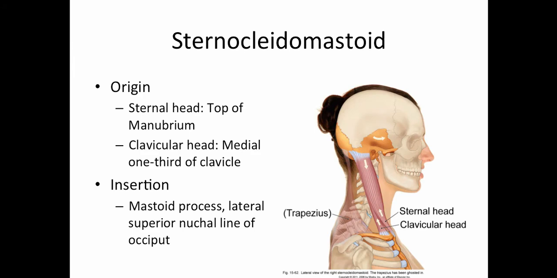We'll start with the sternocleidomastoid. It originates in two locations, the sternal head and the clavicular head, one at the top of the manubrium and the other at the medial one-third of the clavicle. It then inserts on the mastoid process of the lateral superior nuchal line of the occiput. It's a very long muscle.